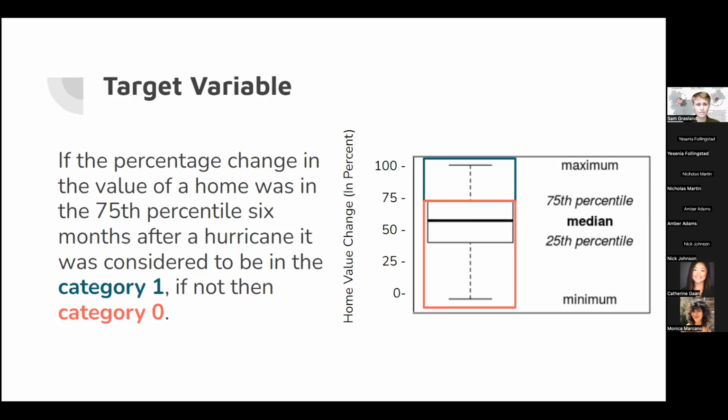So since this was a classification issue, I had to engineer a target variable. My target variable was basically if there was a percentage change in the home value of more than 75% in the last 6 months after a hurricane, it was considered to be category 1, if not category 0. So on the right here, you can see basically anything in the blue was category 1, anything in the red was category 0.